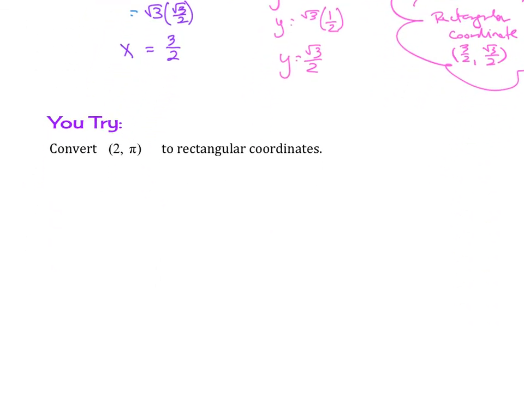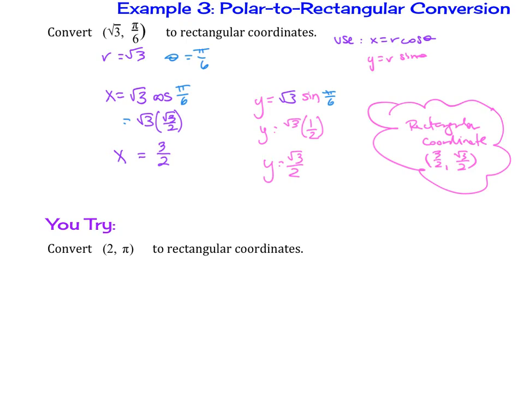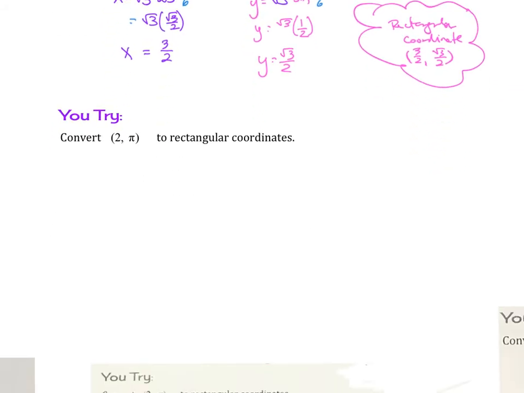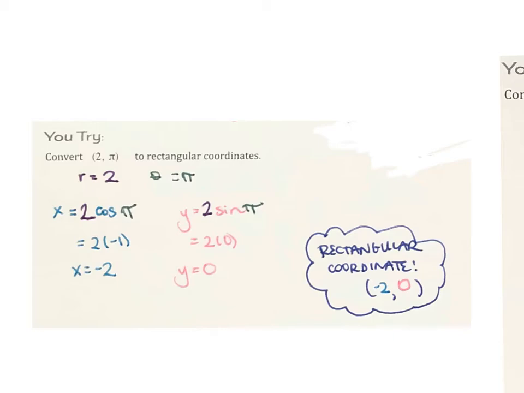So try this example here. Convert (2, pi) to rectangular coordinates. All right, if you tried this out, you should have found that x is -2 and y is 0.